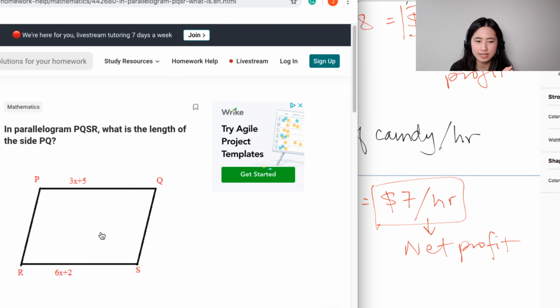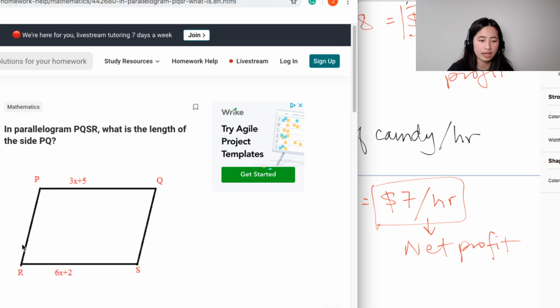Because this is an easy question, we still have 5 minutes left, so I'm going to go over this. First of all, you have a parallelogram PQSR. What do we know about a parallelogram? The opposite sides, PQ and RS, are going to be congruent. Opposite sides of a parallelogram are equal.